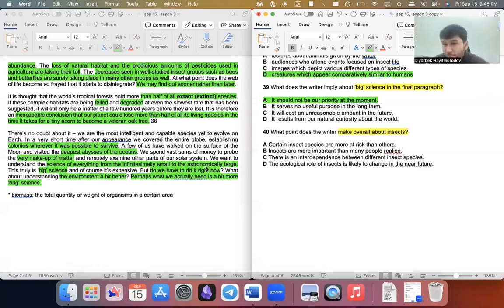If you look at the text, but do we have to do it right now? It's a rhetorical question. We shouldn't do it right now. That's the answer. A rhetorical question is a question to which the answer is clear. Do we have to do it right now? What about understanding the environment a bit better, right? So the answer is going to be A.